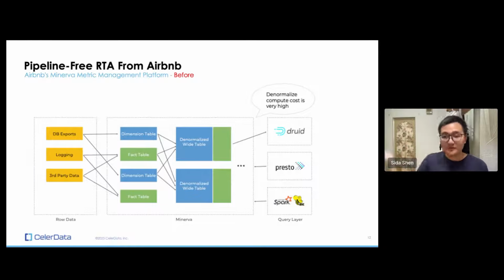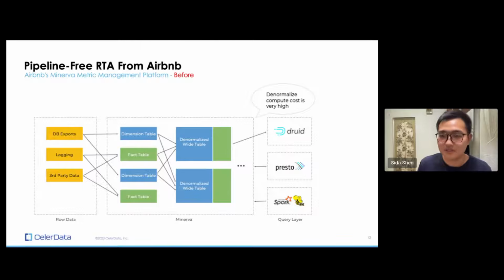So now let's take a look at some use cases. Minerva is Airbnb's own metric platform. It holds around 6 petabytes of data. Before, they were using Apache Druid and Presto as their real-time OLAP database and query engine, right? Because Druid is not really known for its join, actually it cannot really do join. So they needed to denormalize everything, and that creates a lot of problems, right?